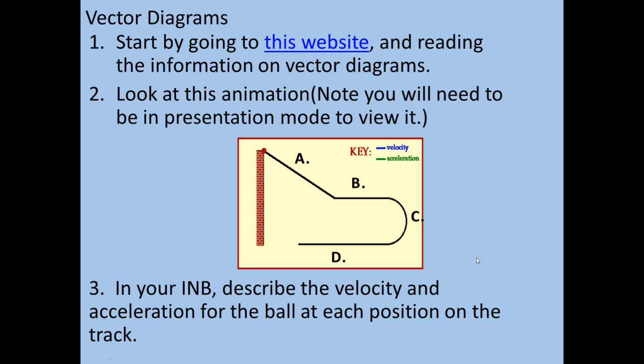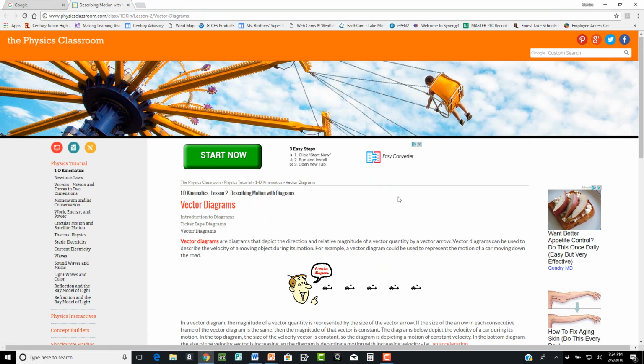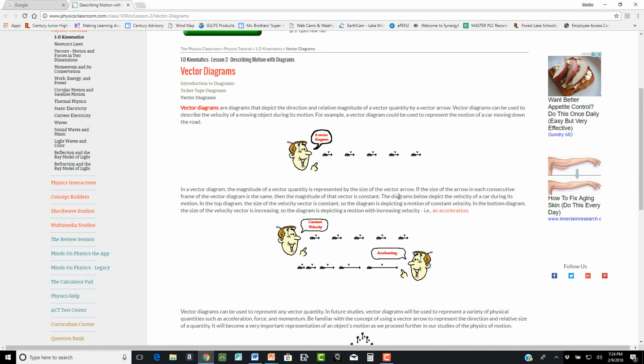So let's dig in. We're going to start by going to this website right here. We're going to jump onto that website, and this is just a short reading on vector diagrams. What we want to remember about vector diagrams is that they show us magnitude and the direction of motion. If I'm looking at these arrows, I can see that all of these arrows are the same size and they are all going in the same direction. So what this tells me is that I have velocities that are all the same.